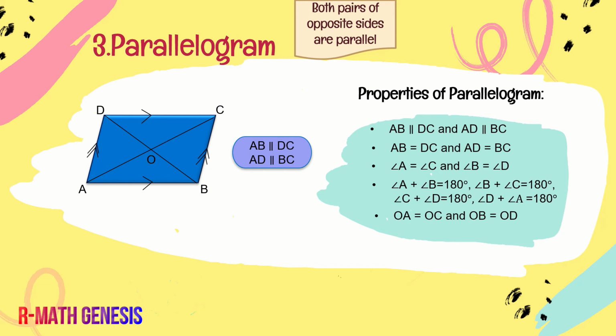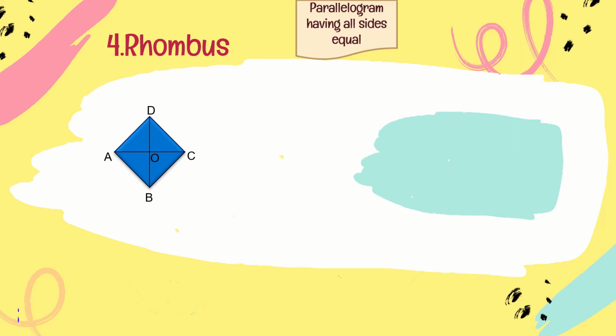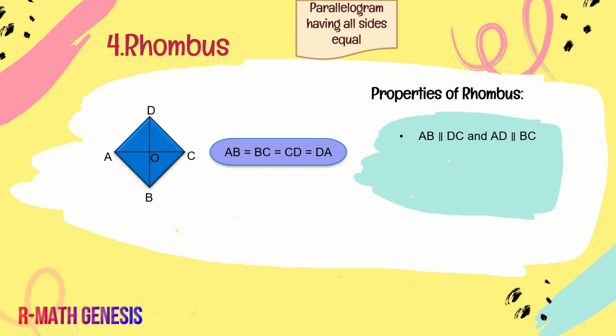Next comes the special parallelogram, which is called a rhombus. What is a rhombus? A parallelogram having all sides equal. A parallelogram will have opposite sides equal, but if the parallelogram has all the sides equal, it is called a rhombus. So AB equals BC equals CD equals DA, which means all sides are equal. Now we'll see the properties of a rhombus. What's the first property? Opposite sides are parallel, that is AB is parallel to DC and AD is parallel to BC.